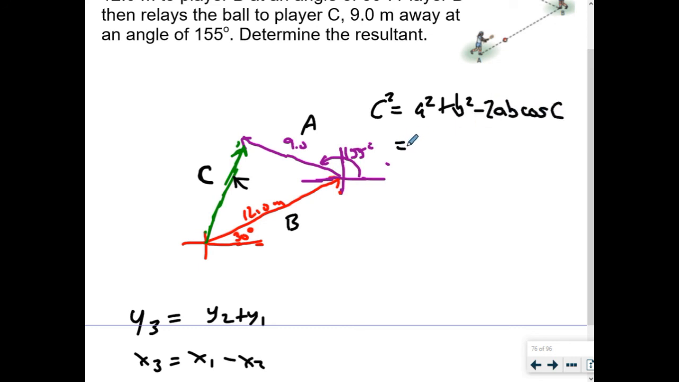I can already plug in almost all the values I need. I need a 12 squared and a 9 squared, minus 2, 12, 9. But what I'm missing is cosine C, because I need to know the angle. The angle we're looking for is always the angle across from the side we need. So we need this little angle right here that I'm drawing in black. I'm going to erase it in a second, but I need to illustrate that this angle right here is the one we need.